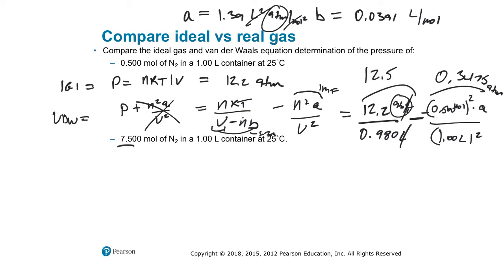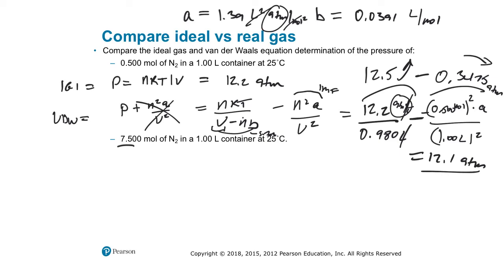And so that volume ends up being a little higher. Once I get rid of the volume that was occupied by the matter, it has a slight increase in the pressure, and then we lose some of that pressure due to the intermolecular attraction. So I subtract the 0.3475 from this, and I get 12.1.